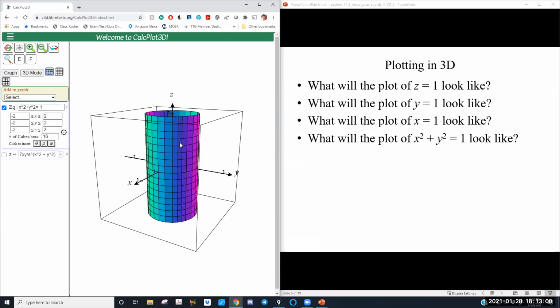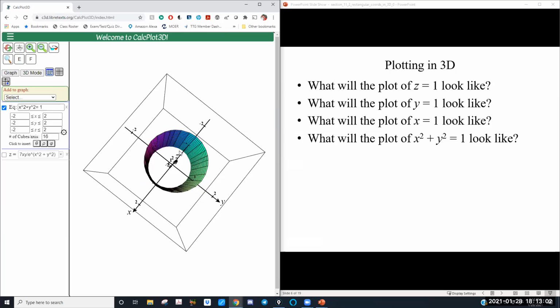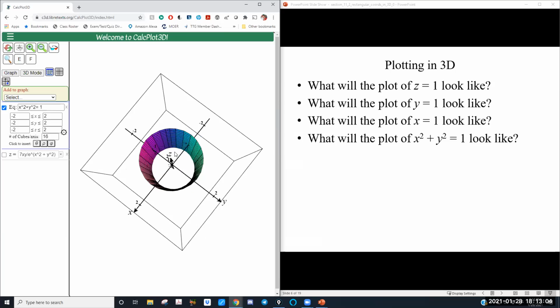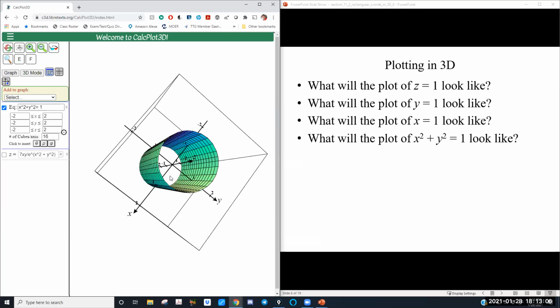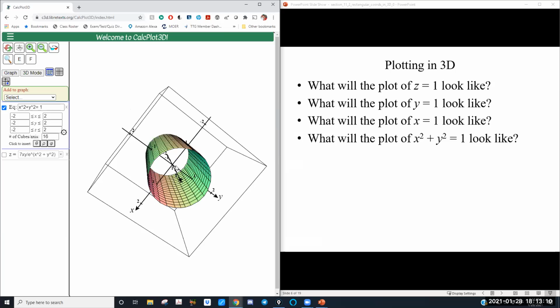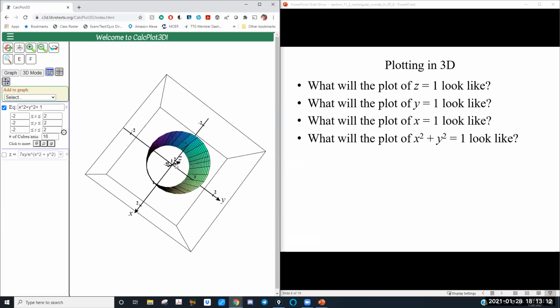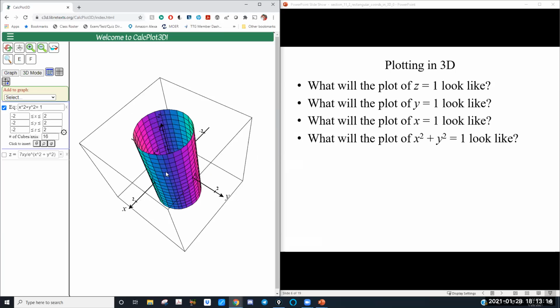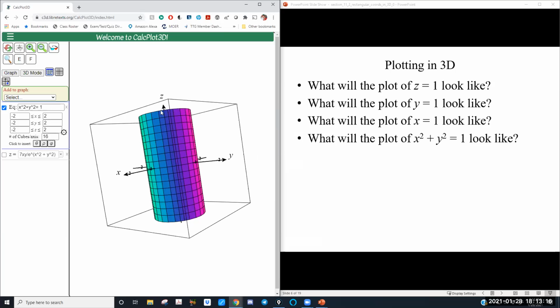Turn it on. We get that cylinder, but if I look straight down the z-axis, there's my circle of radius 1. I can't quite get it straight. It's a little hard to get them exactly where you want them. But what's happening is that circle of radius 1 is being extended in the z direction because z is actually not part of the equation. And that goes for any of these.